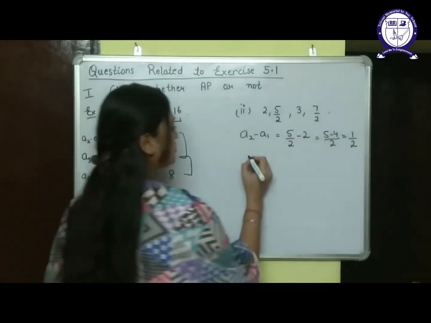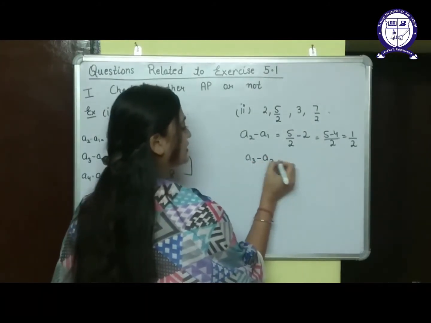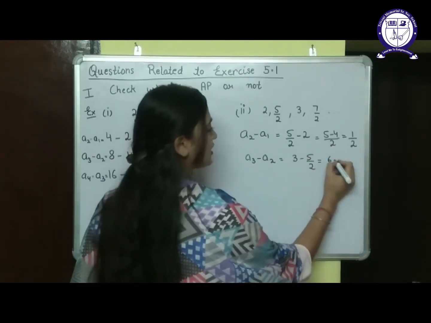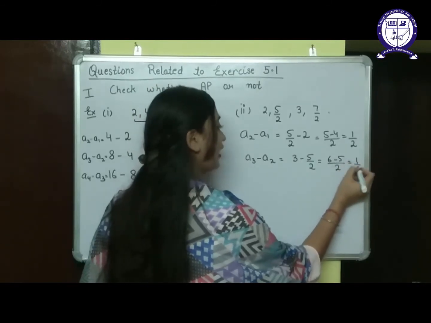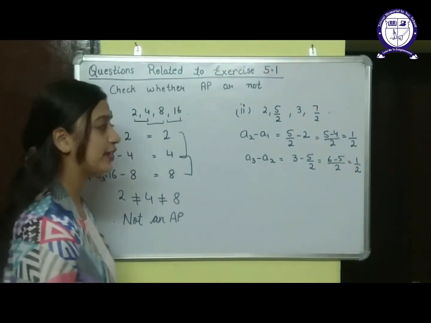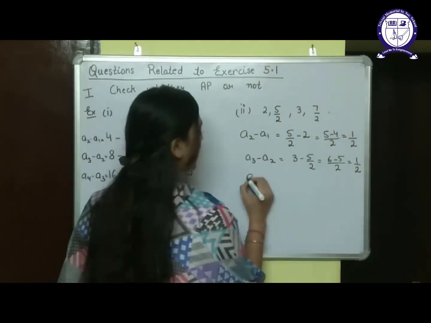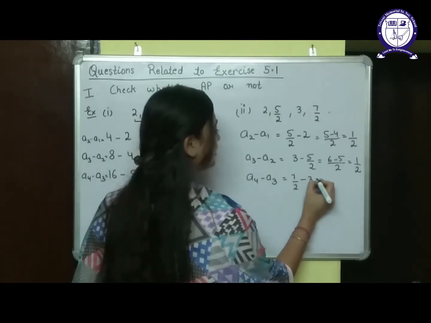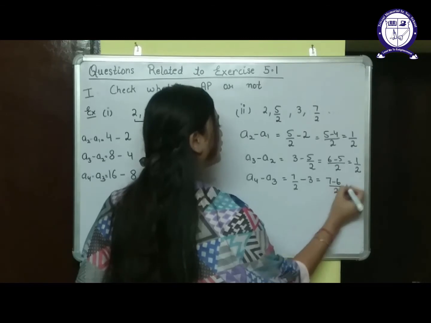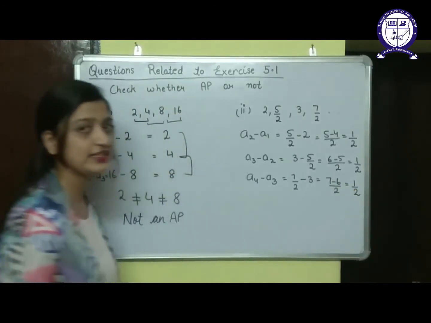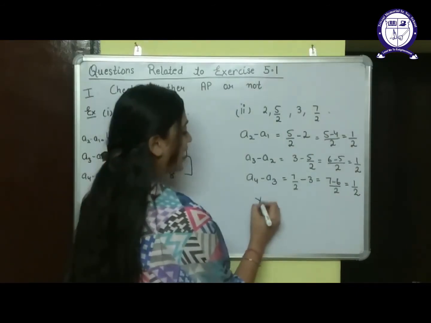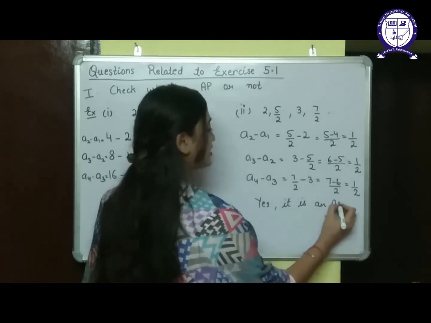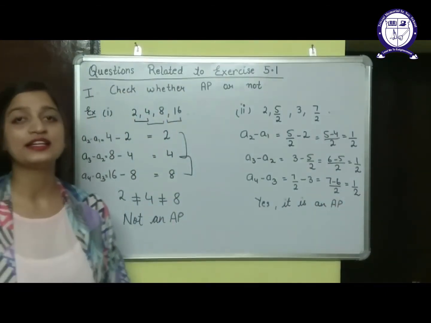Now let's take the difference between third term and the second term. 3 minus 5 upon 2, that is 6 minus 5 upon 2, that is again 1 upon 2. So the difference is same. Now let's take the third difference also, that is A4 minus A3. 7 upon 2 minus 3. This is 7 minus 6 upon 2, that is 1 upon 2. Again it is same. So I can say that yes, it is an AP. Reason? Because it has a common difference.